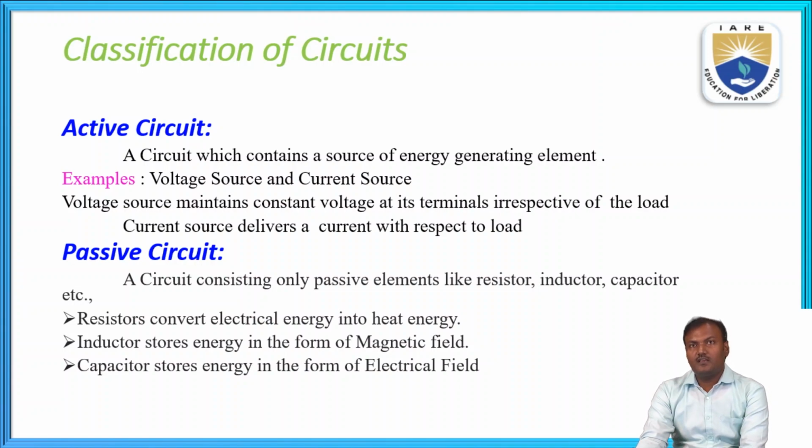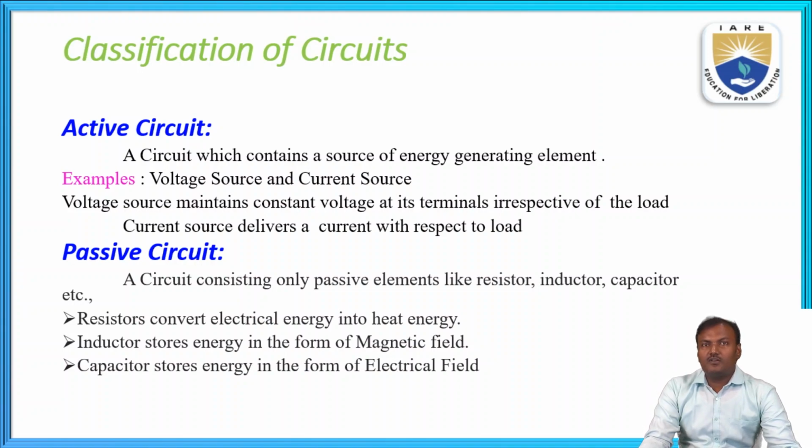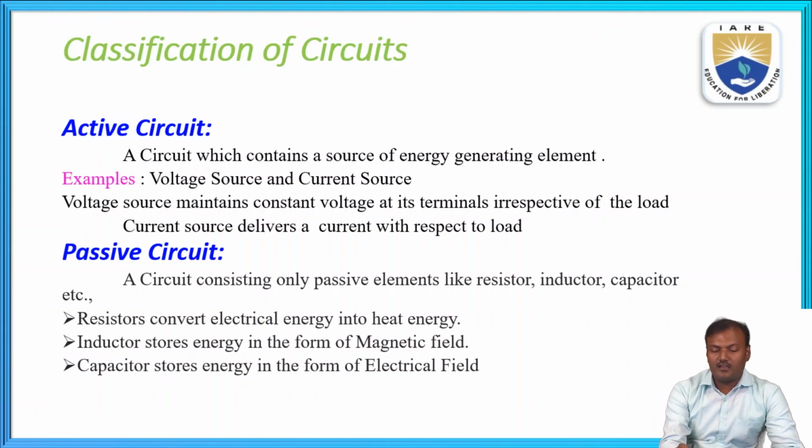Now coming to the classification of circuits. The interconnection of electrical elements is known as an electrical circuit. Now the classification of circuits. First one is the active circuit. A circuit which contains a source of energy generating element is known as an active circuit. Examples of source of energy generating elements are the voltage source and the current source.